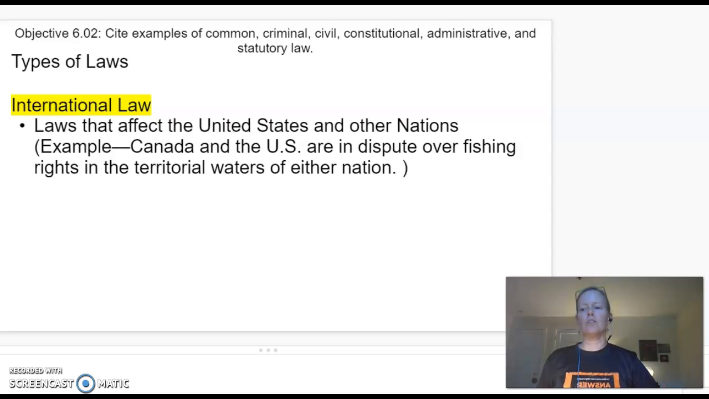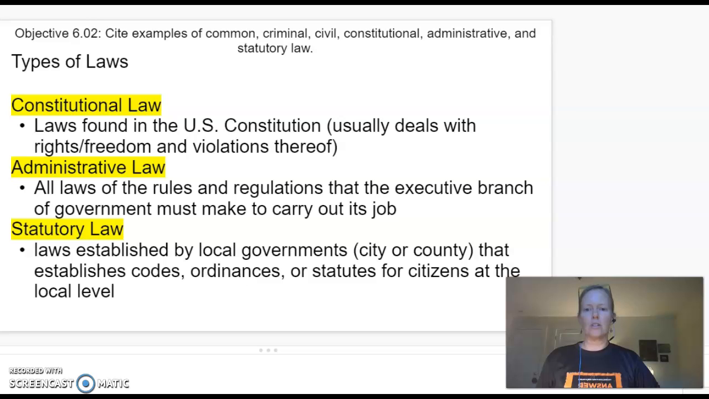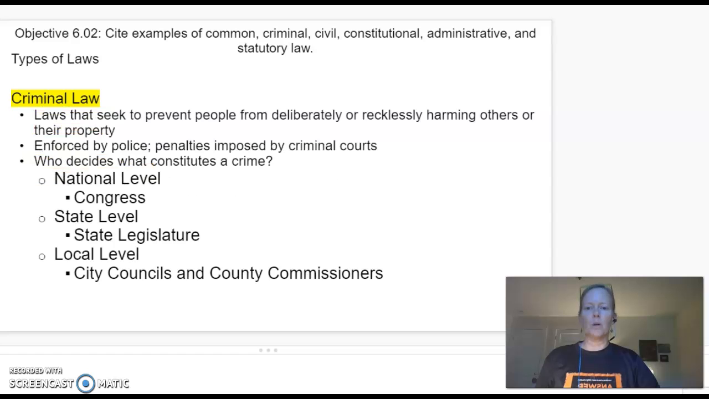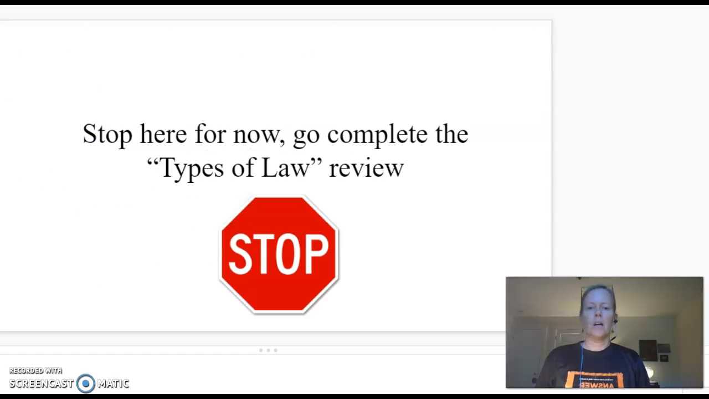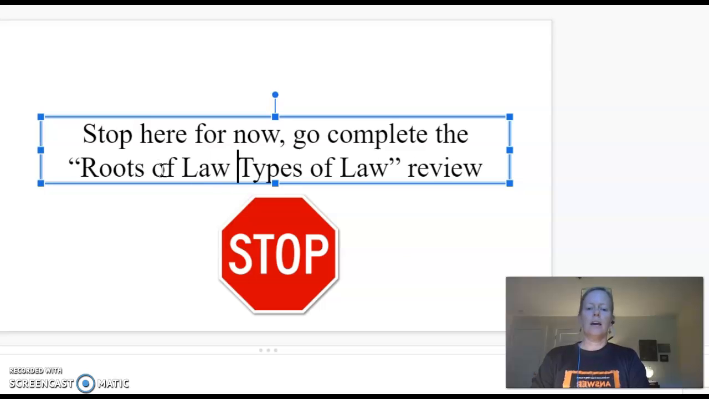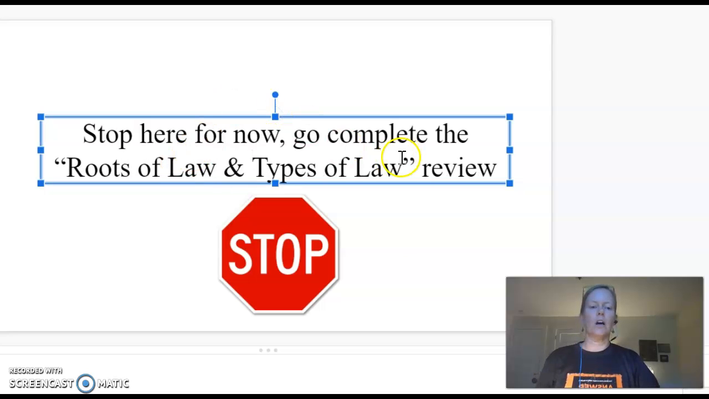So look, at a basic level, know those. International law, administrative, statutory, constitutional, criminal, civil, and then a few of these bullet points that we had under this as well. We are going to stop here for now, and you are going to go complete the roots of law and types of law little review sheet that you have. That is going to get turned in, and it's going to show me that you listened to this lecture and you have processed and you understood all of that.